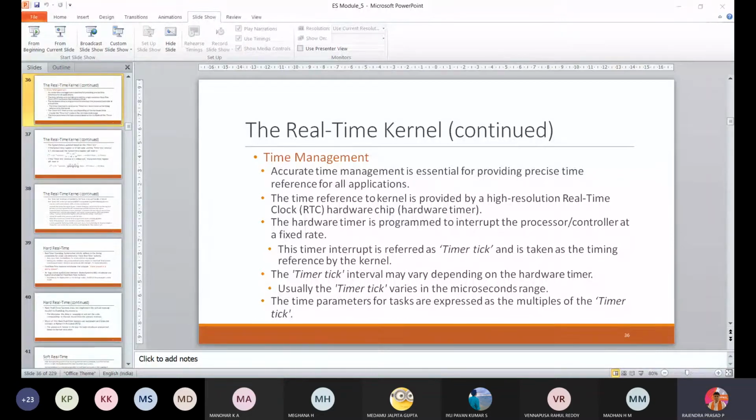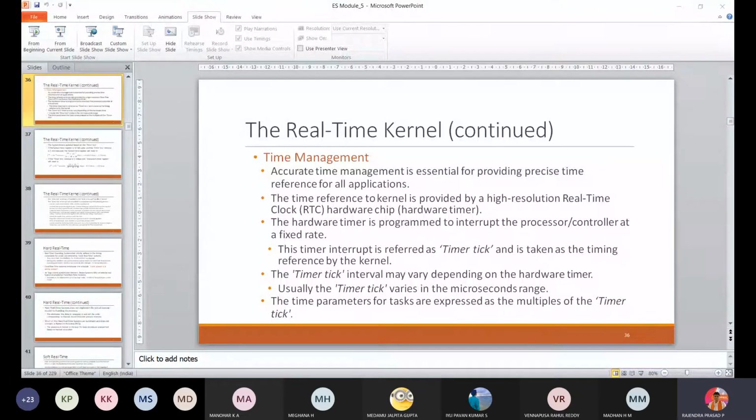Right. So why is it so important? Because it is always dependent on the results, right? The results should be accurate and released in a timely manner. So accurate time management is essential for providing a precise time reference for all applications.